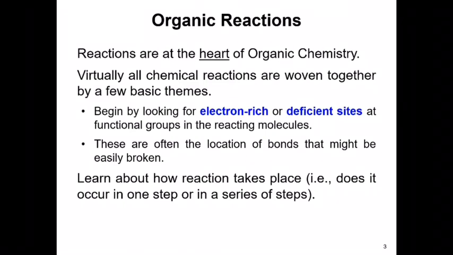You're also going to learn how a chemical reaction takes place. For example, does it happen in a single step or in a series of steps? In general chemistry, you learn that the slowest step is the rate determining step, and that you can write a rate law equation based on the rate determining step. And so we're going to take a quick trip down memory lane and talk about kinetics one more time.